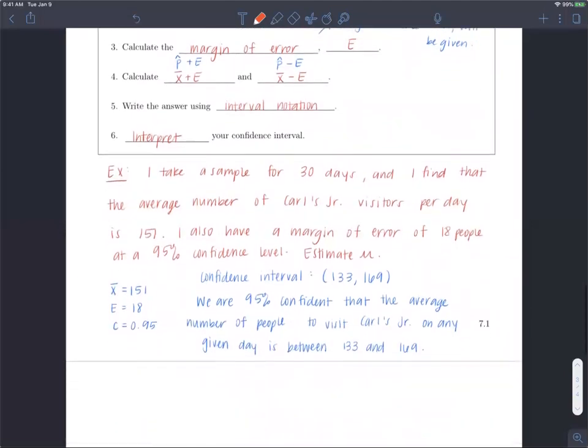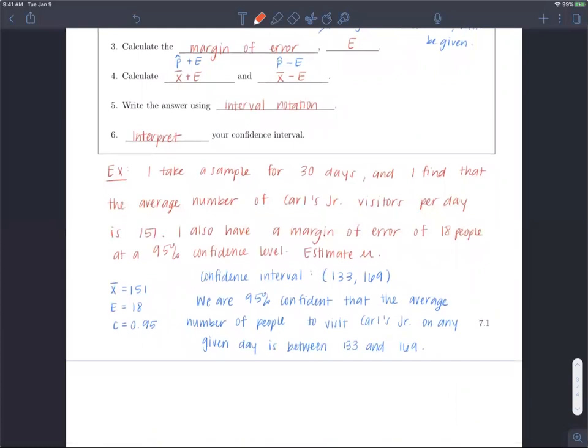And so here's an example I did at the very end, right? I wanted to see how many people went to Carl's Jr. on average for an entire year, right? Not just those 30 days, or not for an entire year, but just over a random amount of time. And so I found, instead of finding one number for the average number of people that go there, a range of numbers for the number of people that go there, right? And so that's what we're going to be doing this entire chapter.